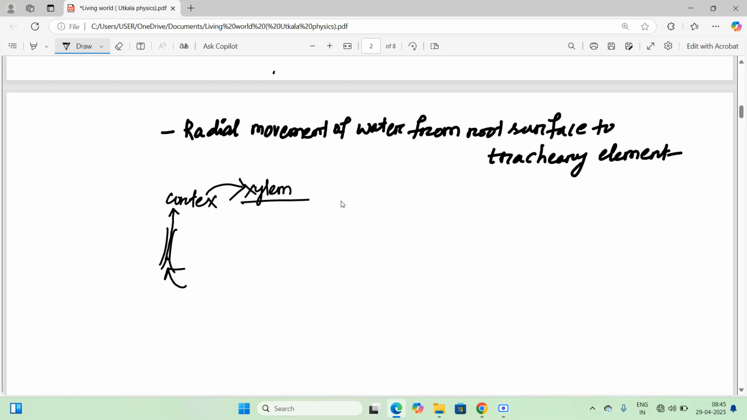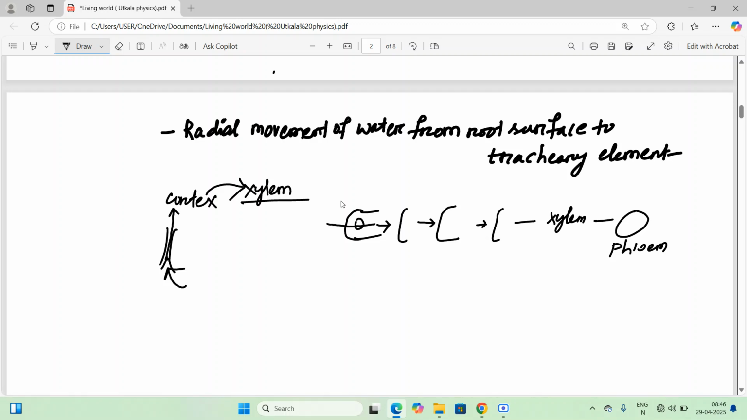Then the root in cross section, we have seen in the previous video. This is the root in cross section. First the outermost layer is the epidermis, then the cortex, then the endodermis, then the pericycle, and lastly xylem, and the innermost layer is the phloem.